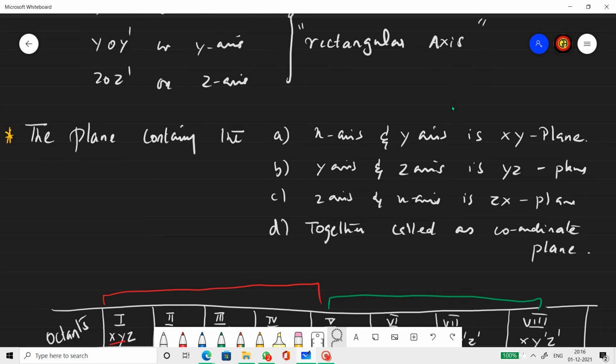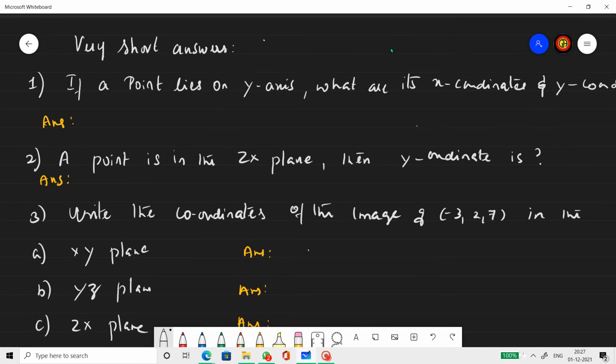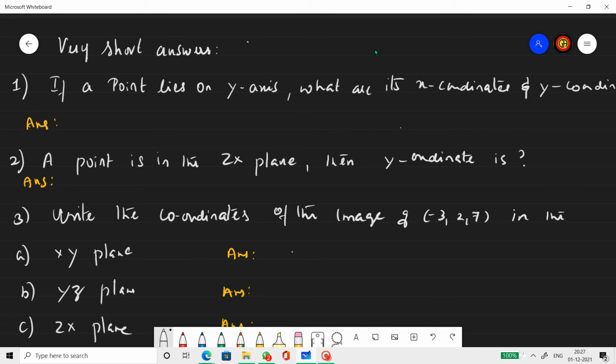The plane containing x and y only will be called the xy plane. A plane containing y and z axis only will be called the yz plane. A plane containing z and x axis, the zx plane. And together they are called coordinate planes. So here are some simple questions based on what you've learned so far.